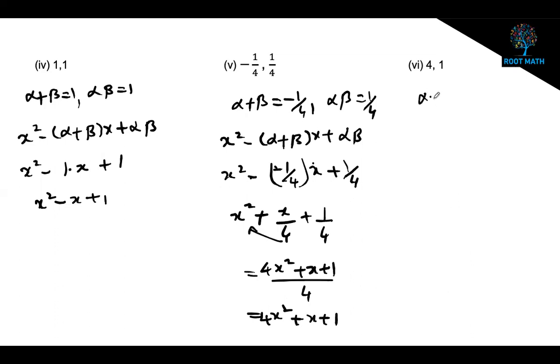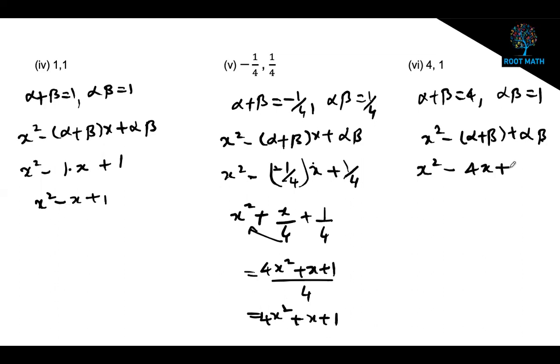Next is alpha plus beta is equal to 4 and alpha beta is equal to 1. x squared minus alpha plus beta x plus alpha beta. So this is x squared minus, alpha plus beta is 4, so 4x, alpha beta is 1. So you got the required expression. So these two types of questions only are there in this polynomial exercise.